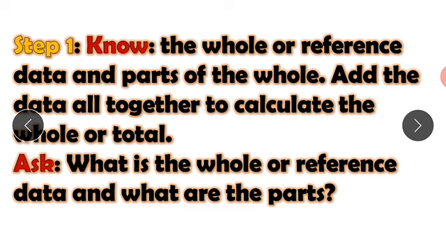So how to make a circle graph? First is know the whole reference data and parts of the whole and add the data all together to calculate the whole or total. In short, in step 1, you should know the whole data or the reference data. And this question must be answered: What is the whole or reference data and what are the parts?